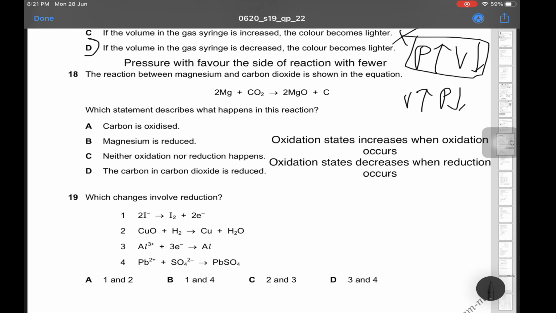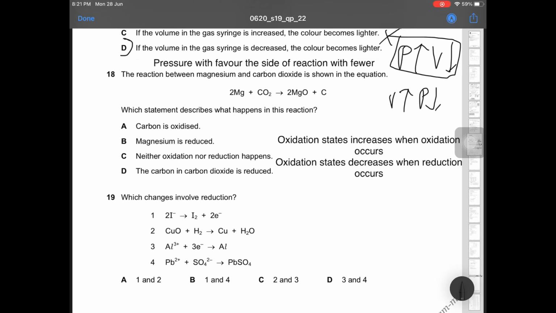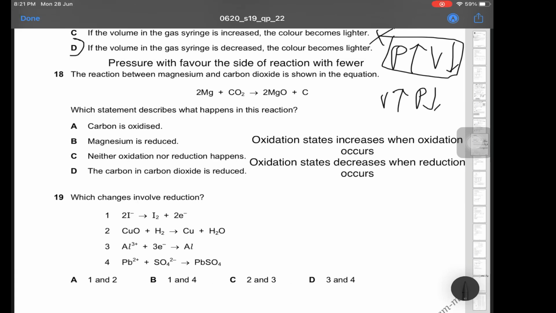So now, for question number 18, the reaction between magnesium and carbon dioxide is shown in the equation, and which statement describes what happens in this reaction. So first, we have to know that oxidation state increases when oxidation occurs, and oxidation state decreases when reduction occurs. Now let's see. A, carbon is oxidized. Well, this is wrong because here at the reactant side, the carbon is 4 plus. Then when it's at the product, it becomes 0, and oxidation state decreases. So this means that reduction occurs instead of being oxidized.